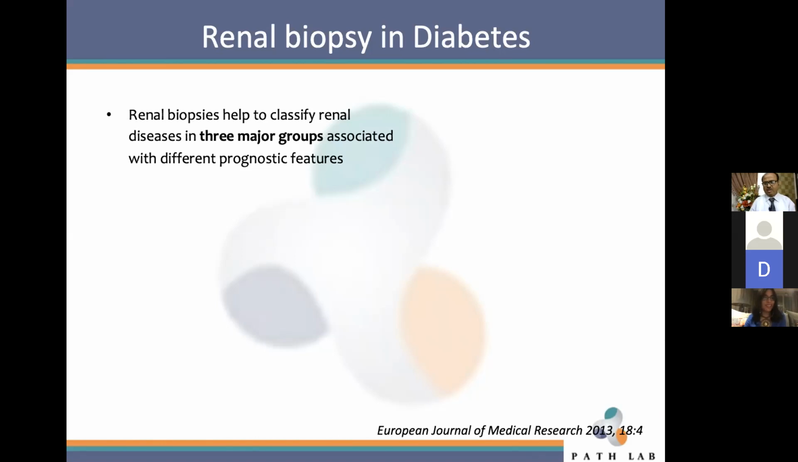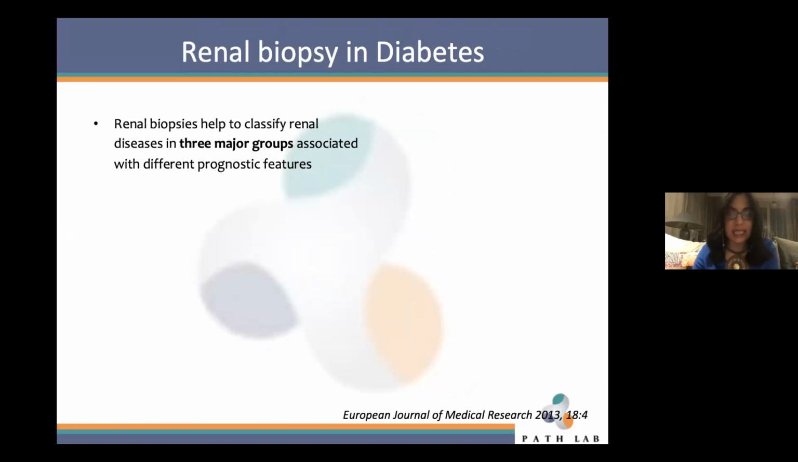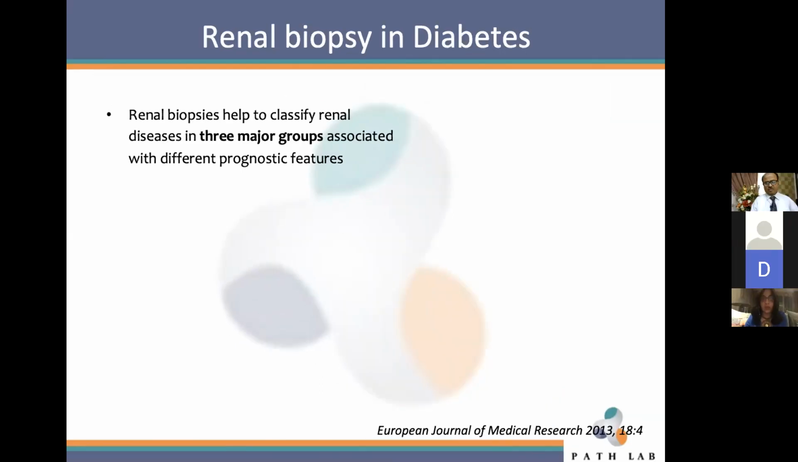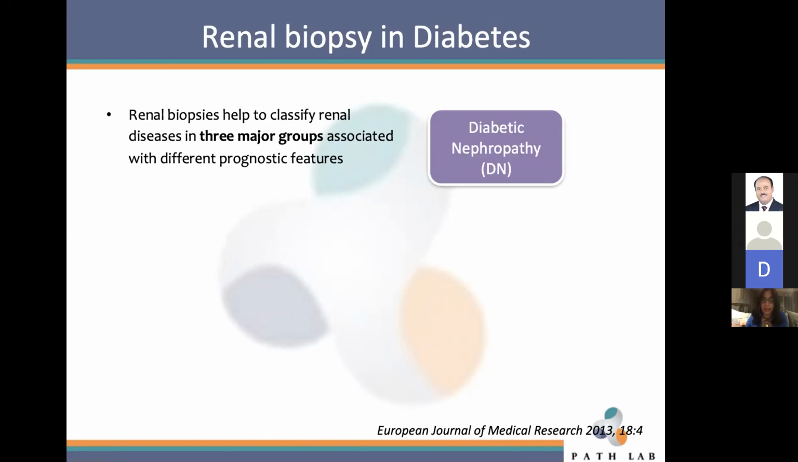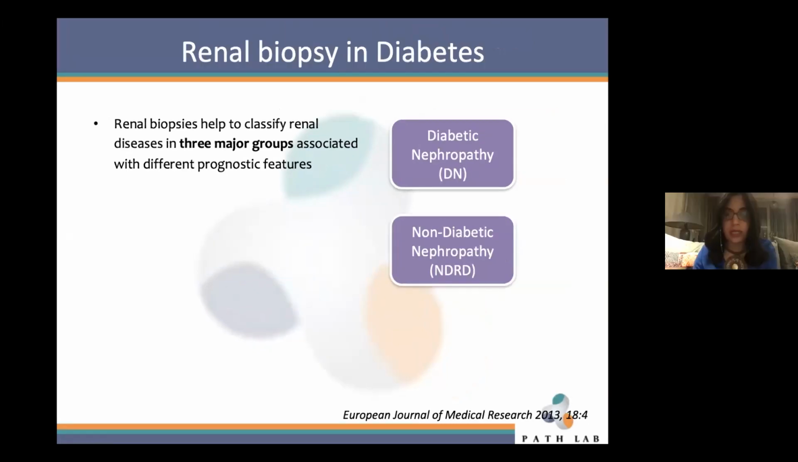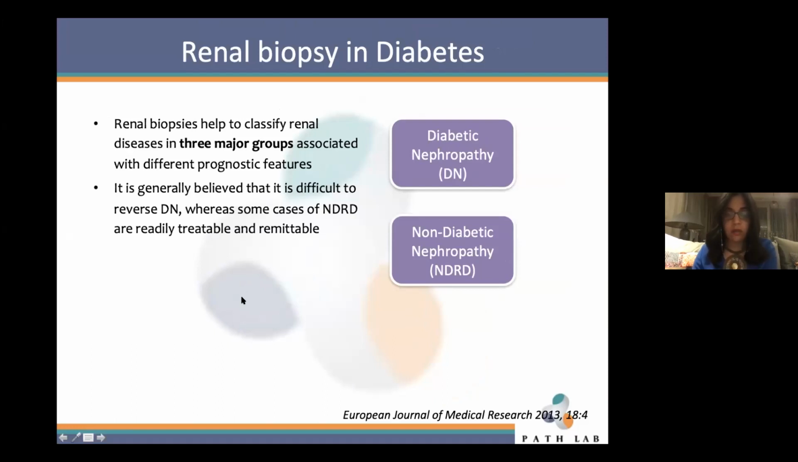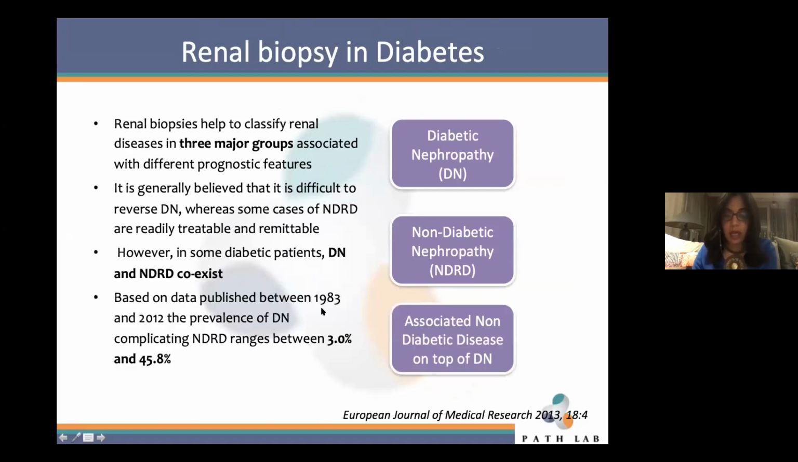I hope so. Okay. So, renal biopsies actually help to classify renal disease in diabetics in 3 major groups associated with different prognostic features. The first one is diabetic nephropathy, your classic diabetic kidney disease. The second one is non-diabetic nephropathy. And the third one, which is more important, is associated non-diabetic disease on top of diabetic kidney disease, like the case we've just presented.